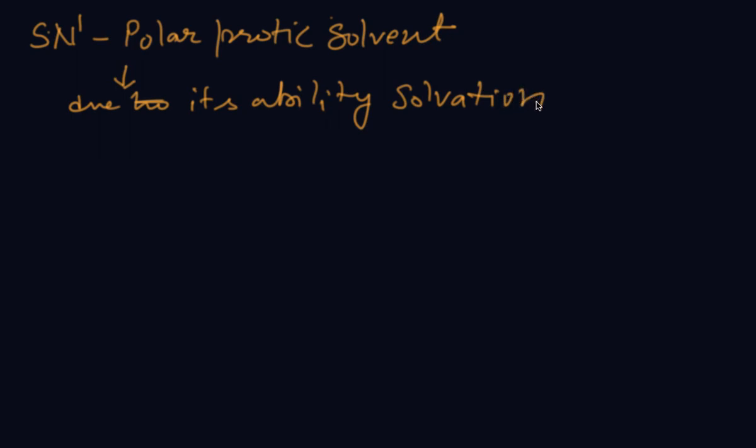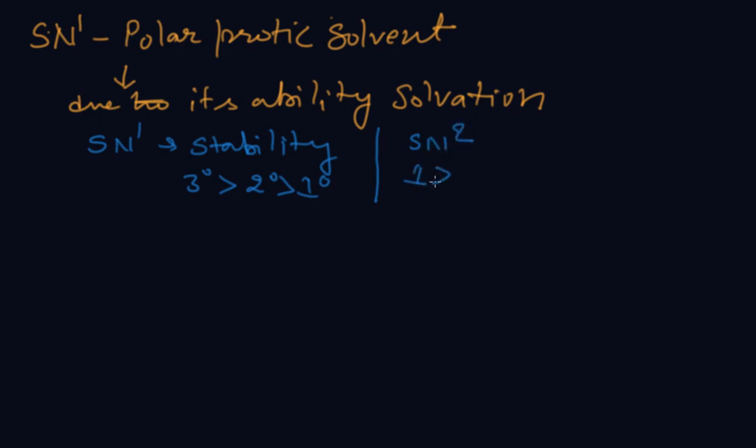One more important and interesting thing in SN1 and SN2. Suppose that we are trying to solve one question. In SN1, I told you the reactivity depends upon the stability of carbocation, and stability definitely will come from 3 degree is greater than 2 degree is greater than 1 degree. But what is the reason of stability? In SN2, I told you 1 degree is greater than 2 degree is greater than 3 degree. Why does this happen? This happens due to the steric hindrance, my dear student.